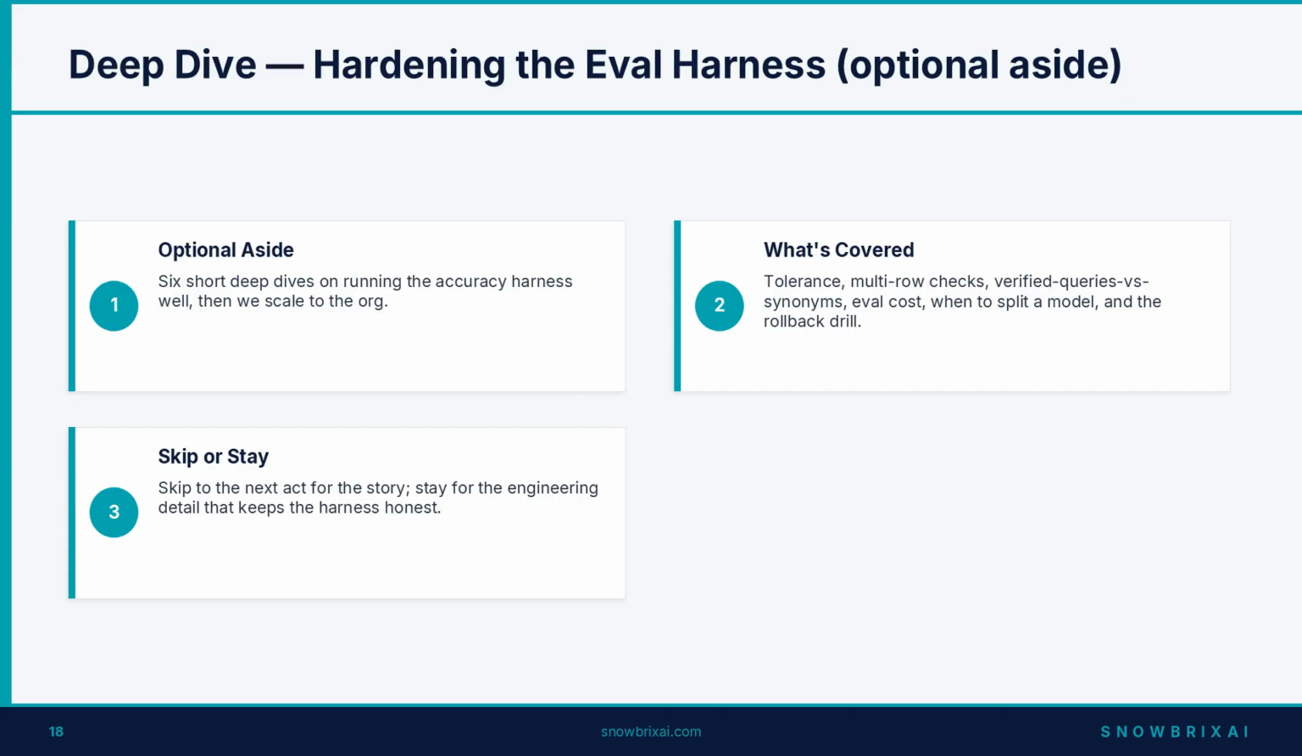Quick aside before we scale up, 6 short deep dives on running the accuracy harness well. Tolerance, multi-row checks, verified queries versus synonyms, the cost of evals, when to split a model, and the rollback drill. Here is your permission slip. If you just want the story, skip to the next act, nothing breaks. But if you are the one who has to keep this harness honest in production, stay. This is the engineering detail that does exactly that.